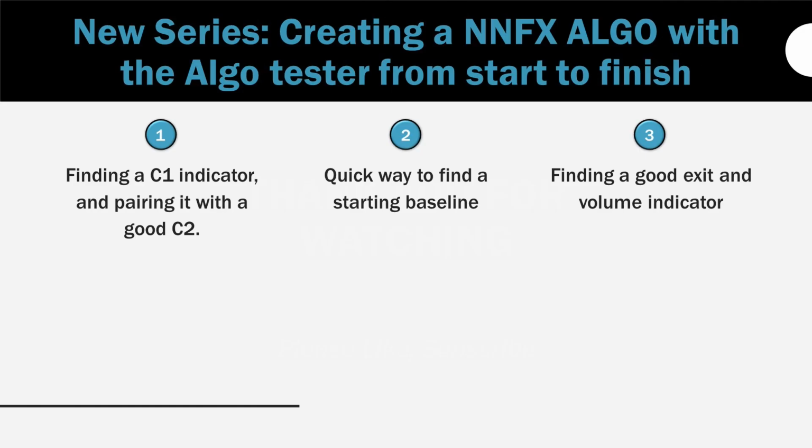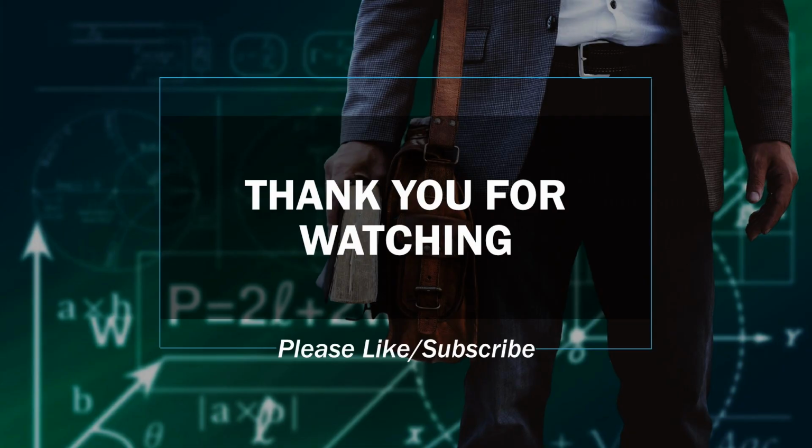The next series that I'm going to be doing is going to be showing you how to create a full algo in 3 parts using the NoNonsense Forex Algo Tester. Finding a C1 and combining it with a C2 will be the first video. Second one is going to be a quick way to find a starting baseline, and we're going to test 35 different baselines in basically one run. The last video is going to be finding an exit and a volume indicator. I anticipate this video being released sometime in early July, as the NoNonsense Forex Algo Tester just came out with a new version, and I want to make sure that I'm using it for the new series.